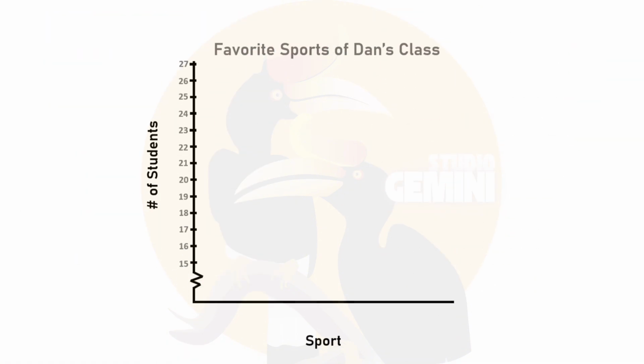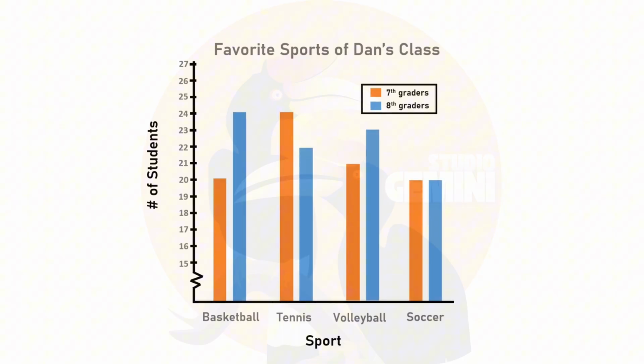One day, our friend Dan asked all the 7th and 8th graders at his school which of these sports they liked the best: basketball, tennis, volleyball, or soccer. His results are summarized by this bar graph. As you can see, this bar graph shows the 4 sports on the horizontal axis and the number of students on the vertical axis. But you may notice now we have 2 bars above each category.